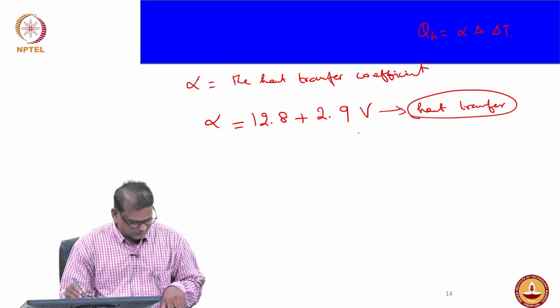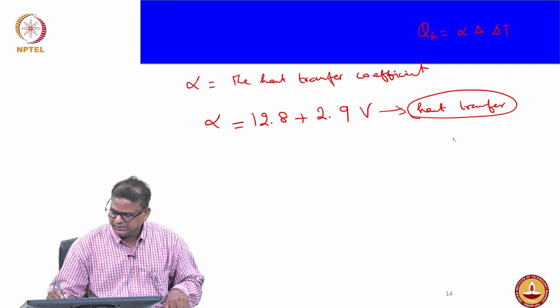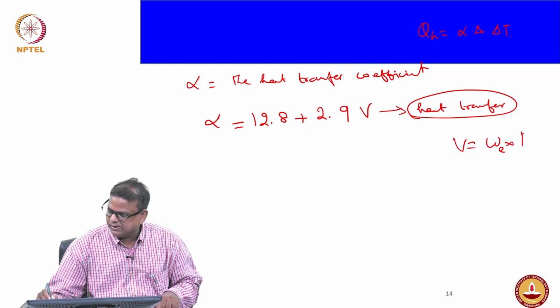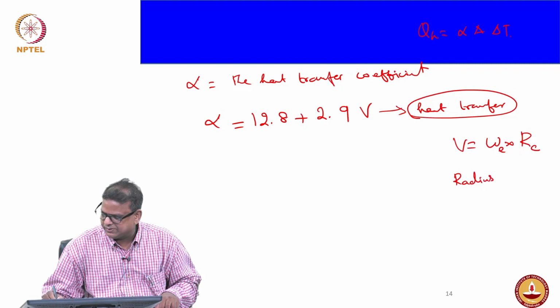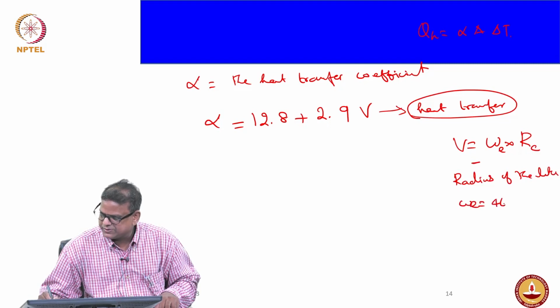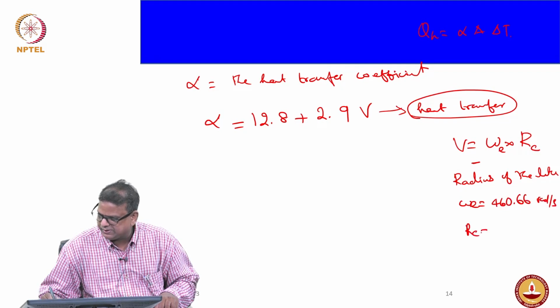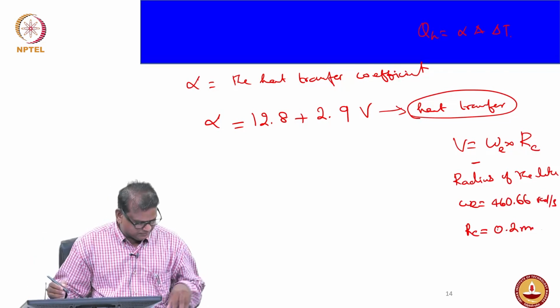Then V is the velocity, because the clutch cover is rotating, which is nothing but your engine speed times RC. RC means the radius of the clutch. So engine speed we know, omega E equal to 460.66 radian per second. RC we already got, 0.2 meter. That is clearly given, right? From that, if you find out the velocity, it is easier.